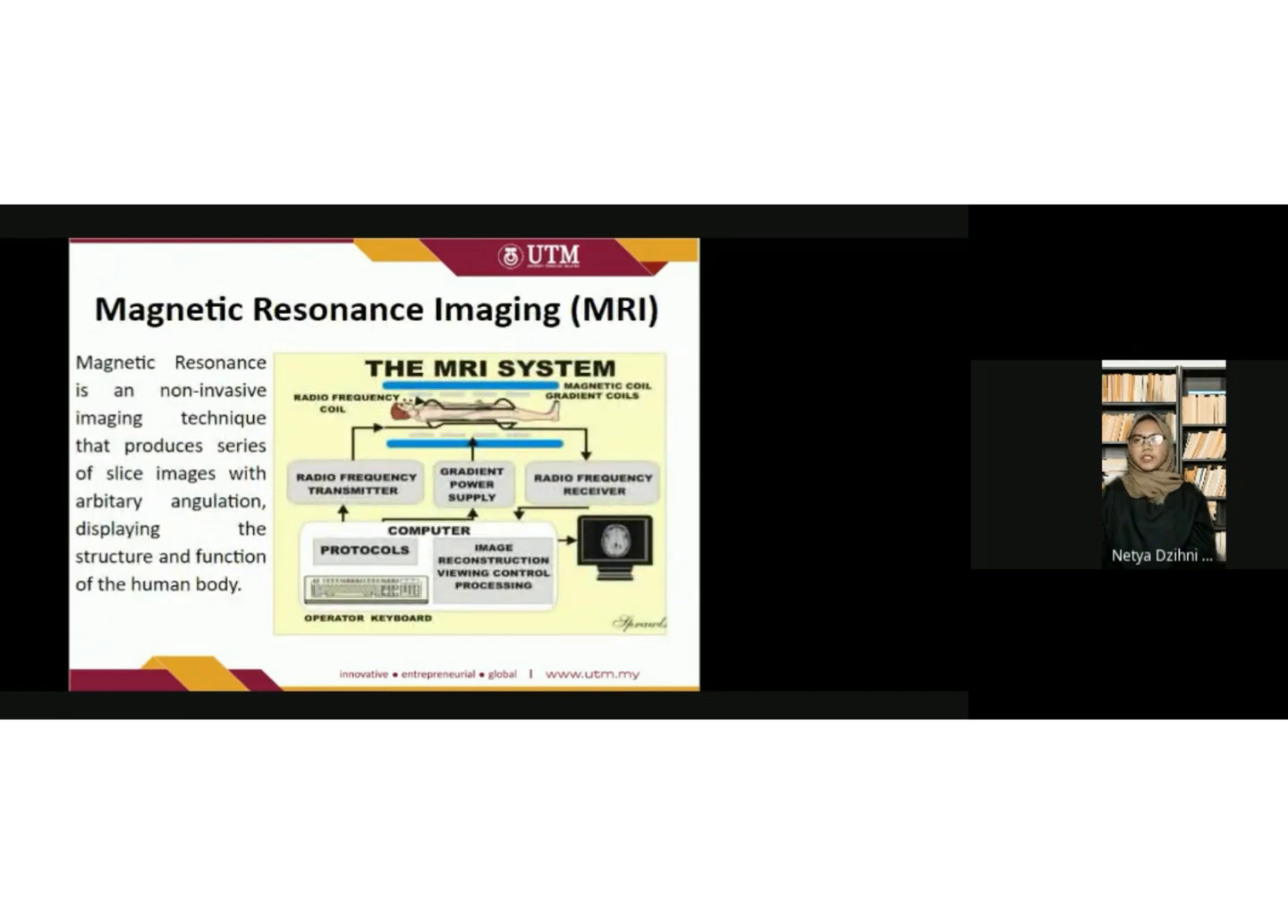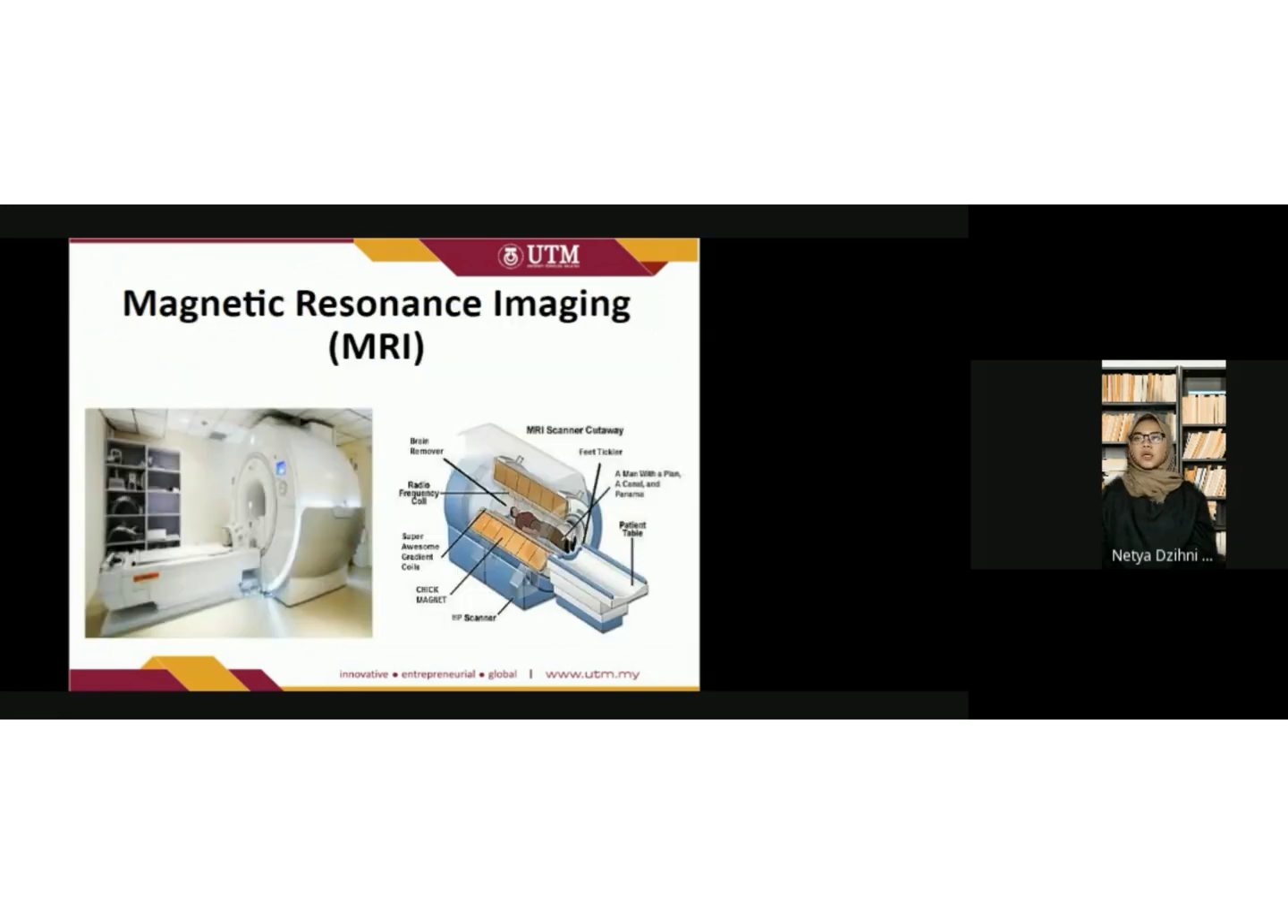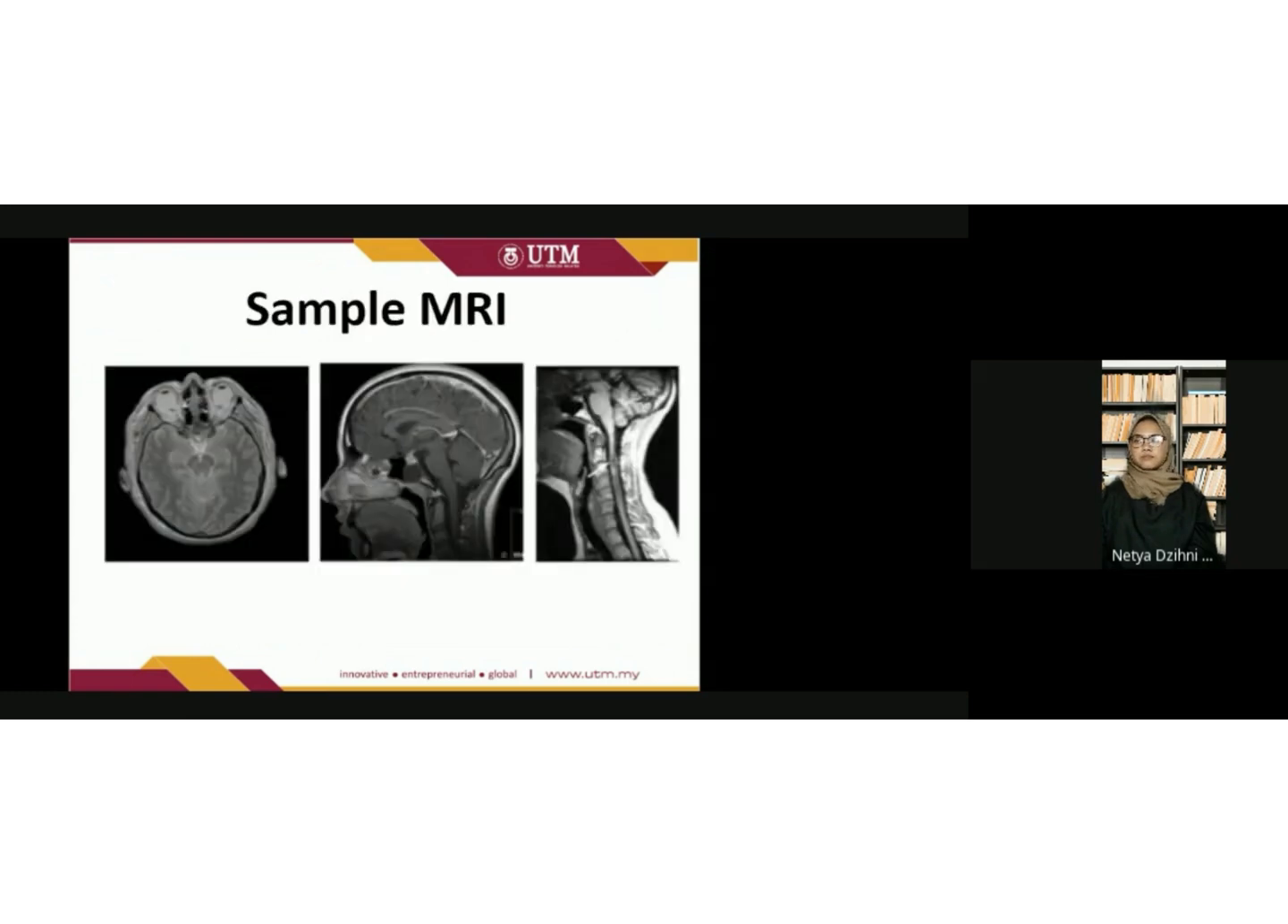Magnetic resonance imaging. Magnetic resonance is a non-invasive imaging technique that produces a series of slice images with arbitrary angulation, displaying the structure and function of the human body. This is the MRI system. A typical MRI system consists of three components or subsystems: the main magnetic field, a gradient system, and the radio frequency system. This is a sample of MRI.